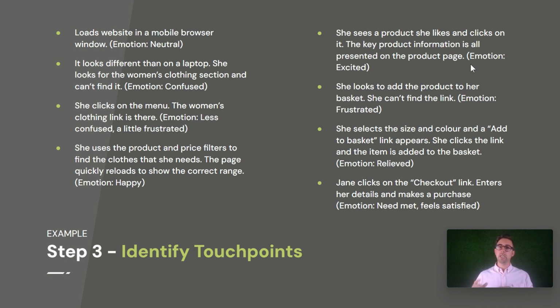She sees a product she likes, clicks on it, and the key product information is all presented on the product page, so she feels excited, great, she's found the product she needs, it's got all the information that she wants on there. She looks to add that product to her basket, but she can't find the link, so she feels frustrated. She selects the size and colour of the product, and then an add to basket link appears. She clicks the link and the item is then added to the basket. She feels relieved, and then Jane clicks on the checkout link, enters her details and makes that purchase. So she feels her needs are met and she feels satisfied.